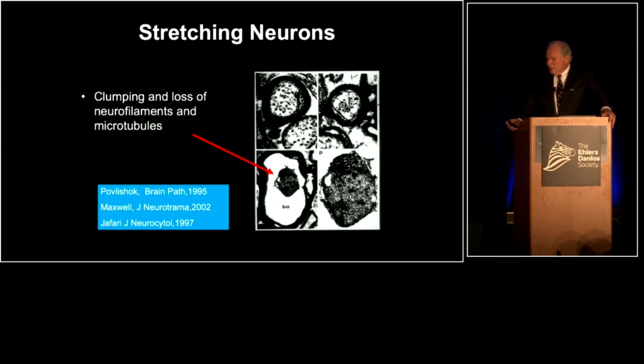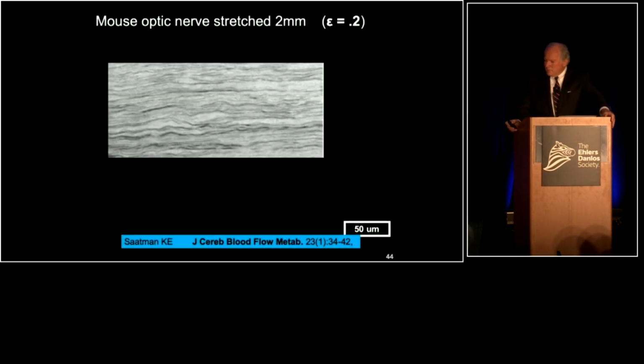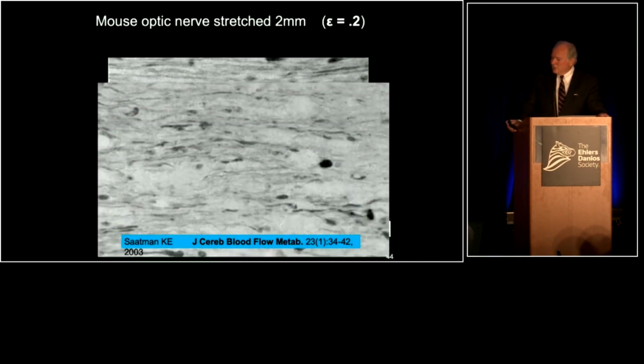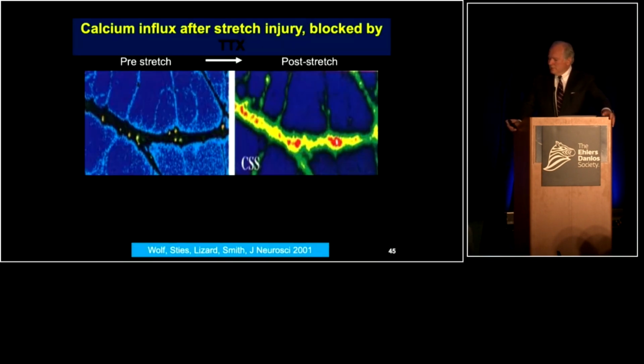We did publish that, but a few years later, Povlishock looked at electron microscopic views, and he showed that with stretching of the neurons, there's dissolution of the neurofilaments, the architectural elements of the axon, and loss of the microtubules, so that the axoplasm, the normal flow down the axon, would stop and bunch up, and that would form an axon retraction ball, and that would precede the dissolution of the nerve, or axotomy. And Saatman showed if you stretch a mouse optic nerve 20% of its length, that a few days later you get these same axon retraction balls, and later you get apoptosis, or death of the nerve.